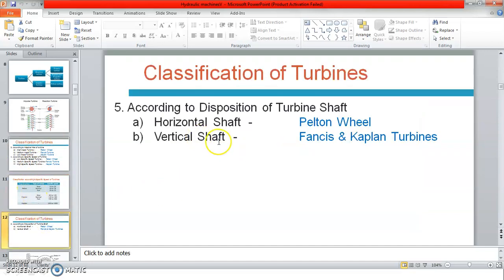Then classification of turbines according to the disposition of turbine shaft. There are two types, that is horizontal shaft and vertical shaft. Horizontal shaft is Pelton wheel and vertical shaft is Francis and Kaplan turbines.